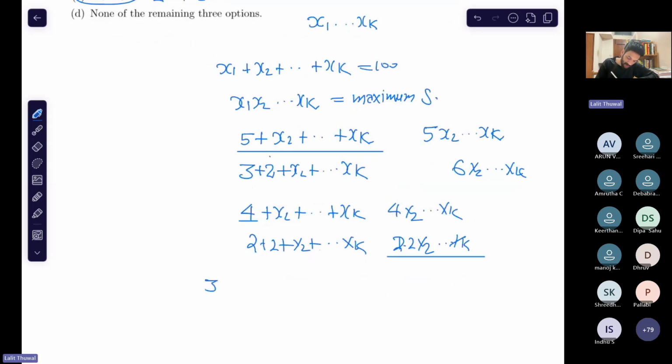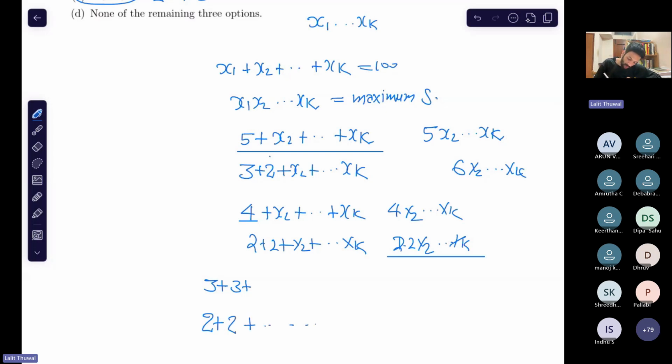See, suppose, by all 3s you cannot cover this 100, right? Because 100 is not a multiple of 3. So not all 3s would be there. If one 2 is there, then again the same problem: you cannot cover 98 by all 3s. So at least two 2s are there. Yes or no? Do you understand what I'm saying? Otherwise, you cannot get 3n plus 2 equal to 100, or all 3s equal to 100. So at least one 2 is there.